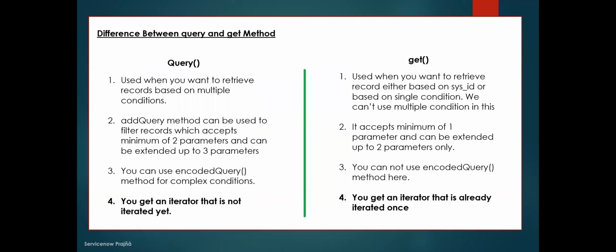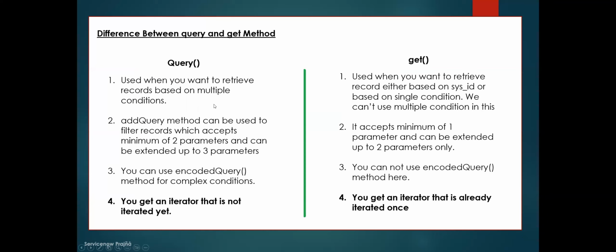Now let's try to understand the difference between the query method and the get method. The query method is used when you want to retrieve records based on multiple conditions, whereas the get method is used when you want to retrieve either based on the sysID or based on a single condition. You can't use multiple conditions here. For example, let's say you want to retrieve records where priority is 1 and is assigned to IT service desk, then you can use the query method for this purpose, but you cannot use the get method for this purpose.